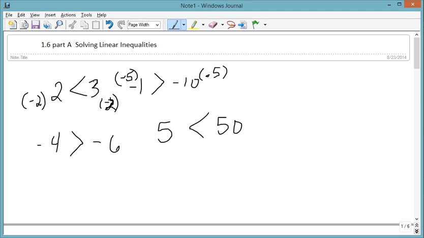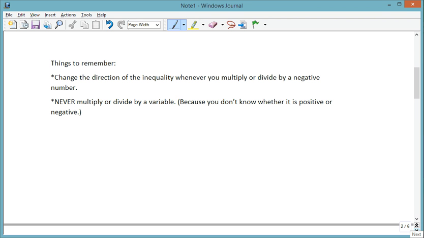So here are the things to remember when we're solving. You change the direction of the inequality whenever you multiply or divide by a negative number. But that means you can never multiply or divide by a variable because you won't know: is it positive? Is it negative? I don't know whether to switch or not. So we just never do it. Never multiply or divide by a variable. That'll be more important in the next video.